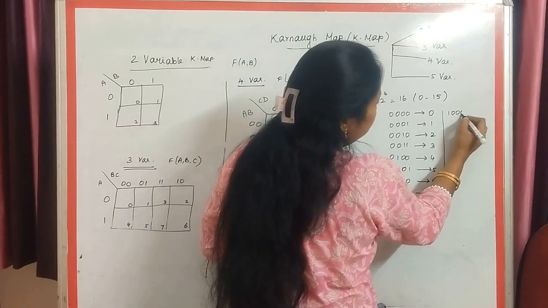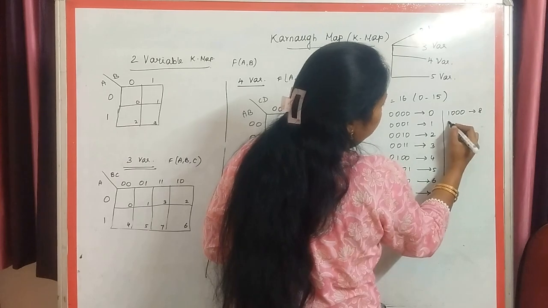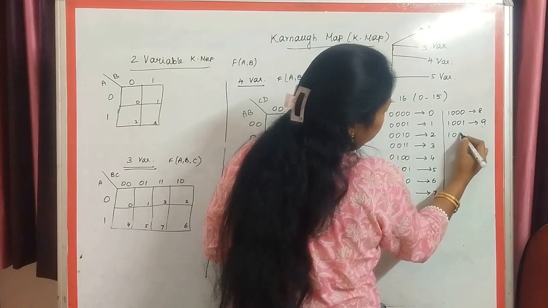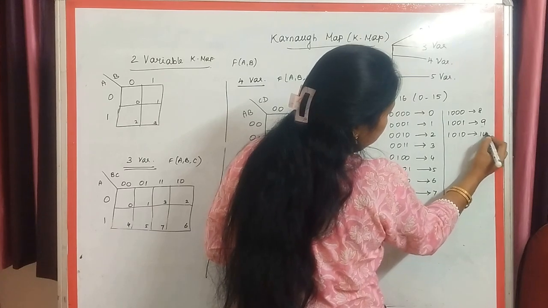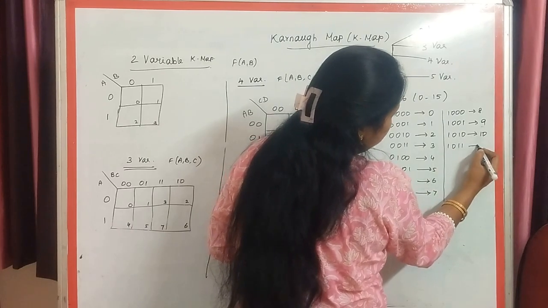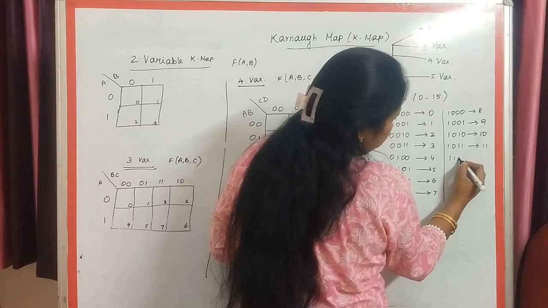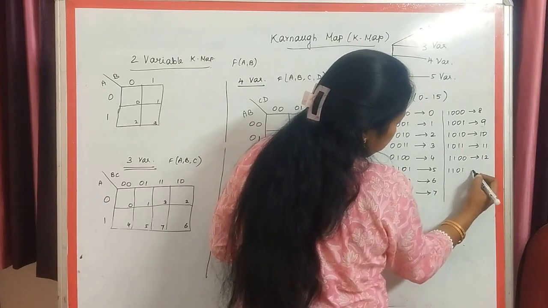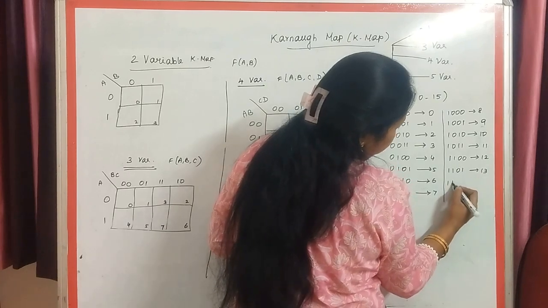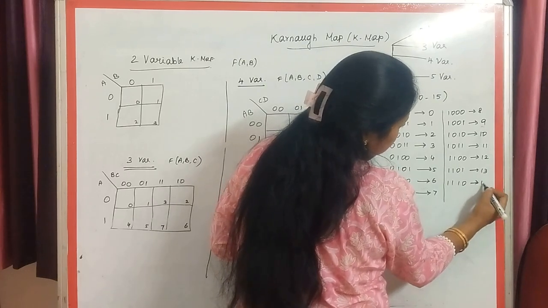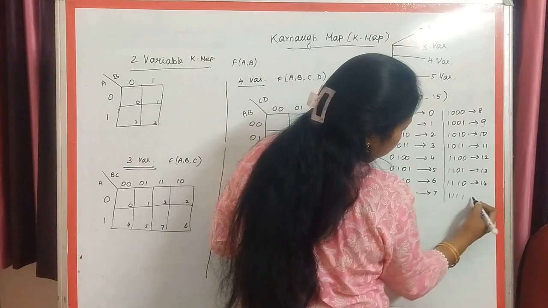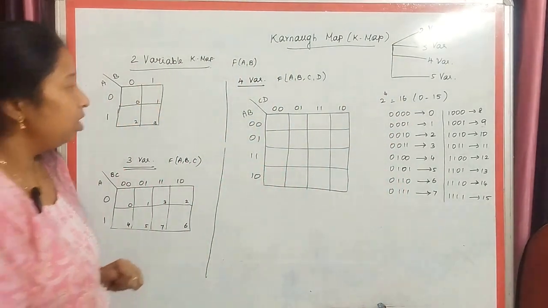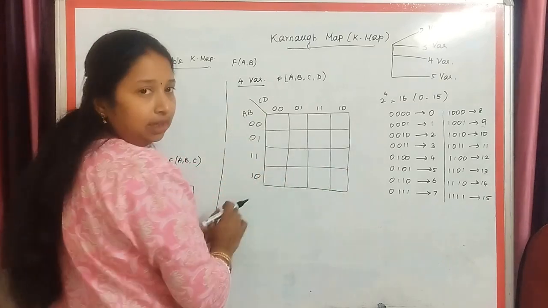And 1, 0, 0, 0 corresponds to 8. 1, 0, 0, 1 corresponds to 9. 1, 0, 1, 0 corresponds to 10. 1, 0, 1, 1 corresponds to 11. 1, 1, 0, 0 corresponds to 12. 1, 1, 0, 1 corresponds to 13. 1, 1, 1, 0 corresponds to 14. And 1, 1, 1, 1 corresponds to 15. Is that clear? Now, you have to fill in the numbers inside.